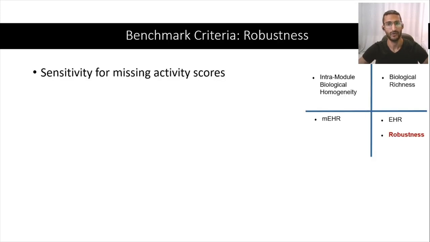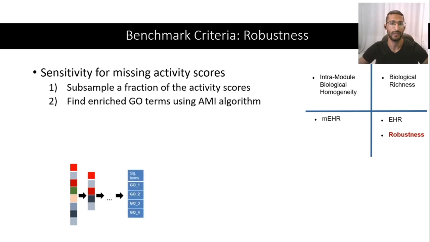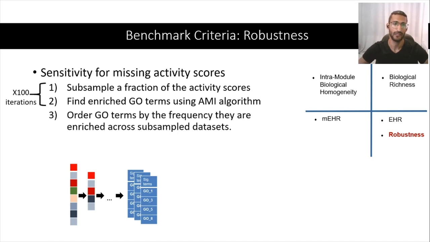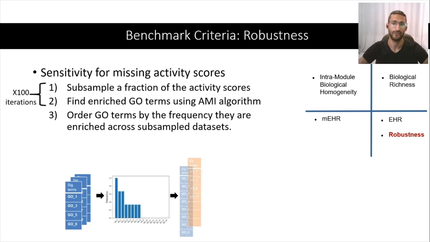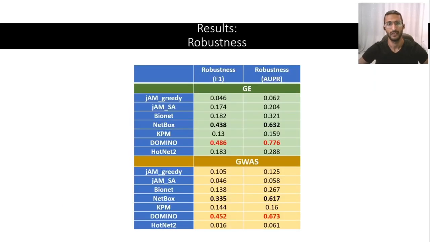Finally, we measure the robustness of the solution, or how sensitive it is to missing data, in our case, activity scores. Specifically, we subsample the activity scores, and rerun our AMI pipeline to find enriched GO terms. We then repeated this process multiple times, and compared the significant GO terms we got to the enriched terms from the full activity score set, which is used as a gold standard set of terms. To compute robustness, we used both F1 and AUPR. Here we got consistent results, in which Domino dominates on both gene expression and GWAS datasets.